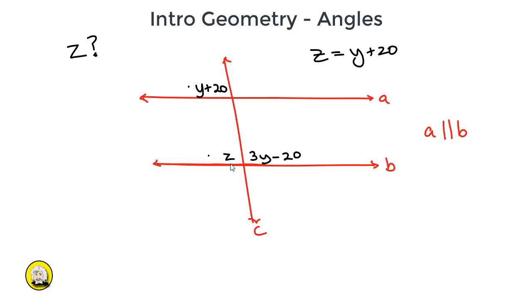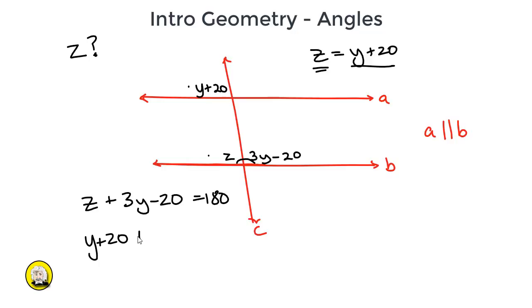And we know Z and 3y minus 20 are angles along a line. So it must be true that they sum to 180 degrees. So that sets up an equation that Z plus 3y minus 20 equals 180. And since I know Z is really y plus 20, I can substitute y plus 20 for Z, plus 3y minus 20. The rest of the equation is the same. And now I've set up an algebraic equation, and I can solve for y.